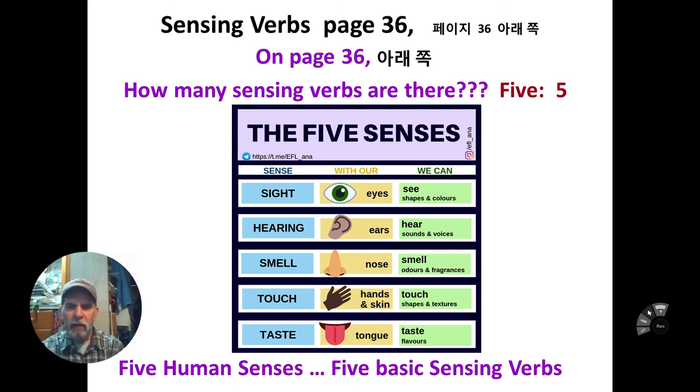Okay, 5 human senses. There's touch, hearing, tasting, smelling, and seeing. Okay, 5 human senses. That's the sensing verbs. Okay, what's a sensing verb?